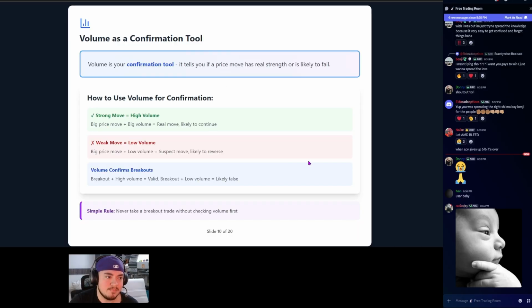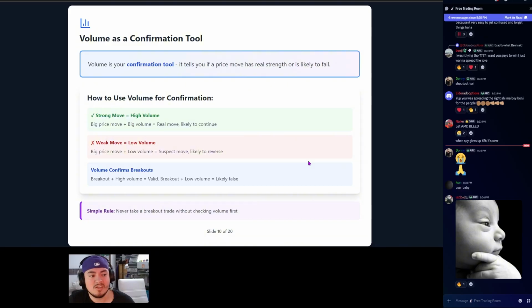So let's go next here. Volume as a confirmation tool. Volume is your confirmation tool. It tells you if price has real strength or if it is likely to fail. How to use volume for confirmation. Strong moves equal high volume. A big price move plus big volume equals a real move likely to continue. Weak move equals low volume, right? A big price move but low volume equals a suspect move likely to reverse. Volume confirms.